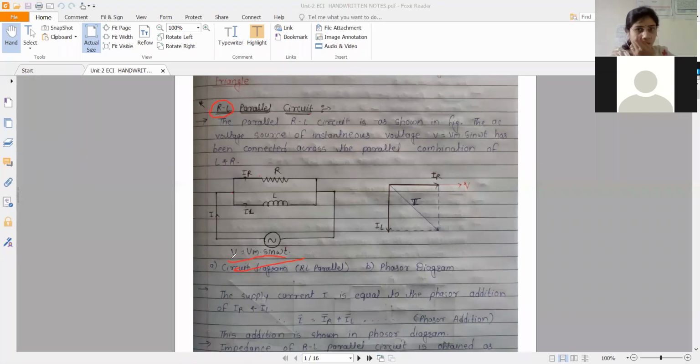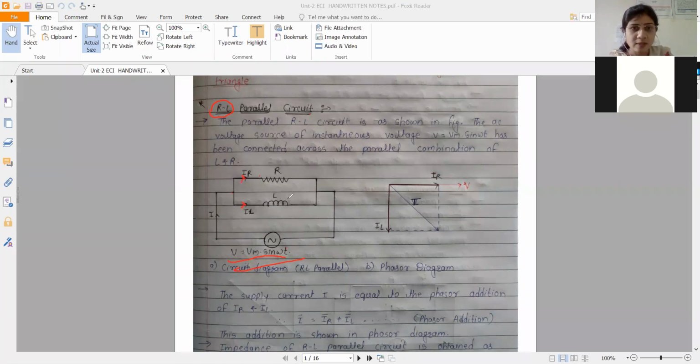As we earlier discussed, in the parallel circuit, current will get divided into the number of branches. जितक्या नंबर ऑफ ब्रांचेस असतील त्या सर्किट मध्ये तितक्या नंबर ऑफ ब्रांचेस मध्ये हे करंट डिवाइड होईल.